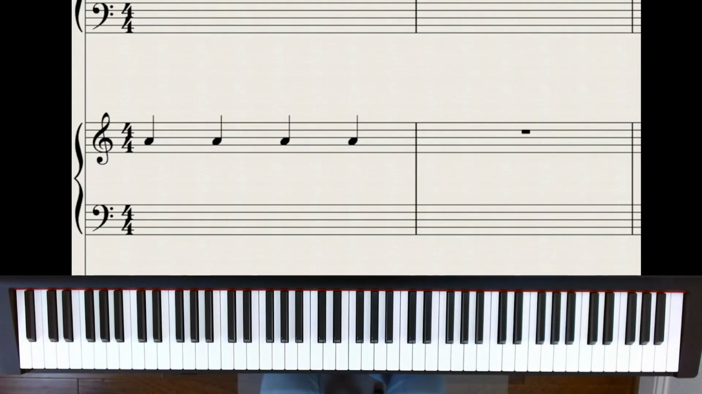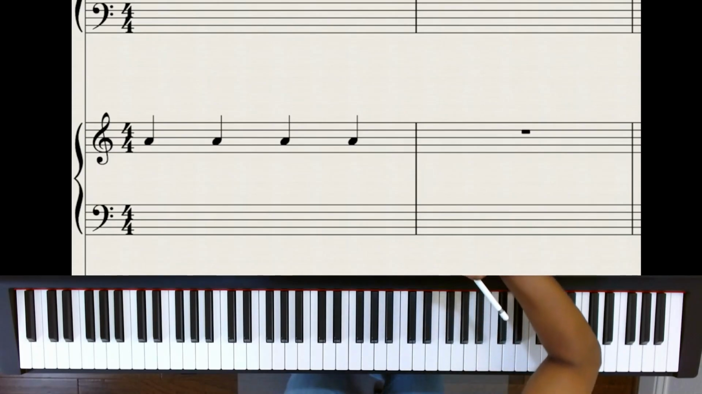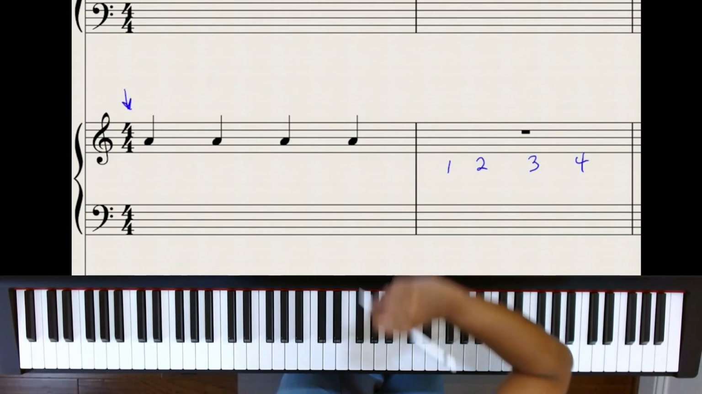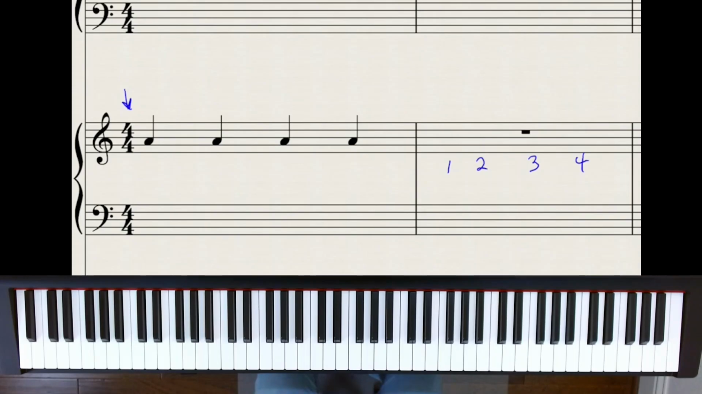Okay, so here's our first example, and this has a whole rest in it. So we're going to be resting for a total of 4 beats, because as you can see, we are in 4/4 time, and you can only have 4 beats in a measure. So let me go ahead and play this one for you. 1, 2, 3, 4, rest. 2, 3, 4.